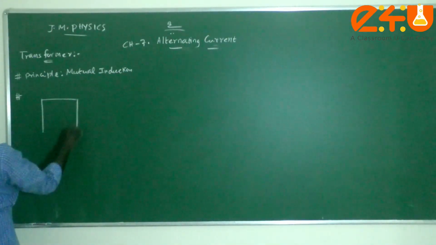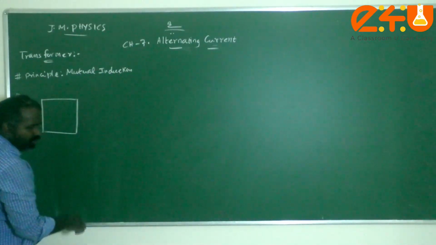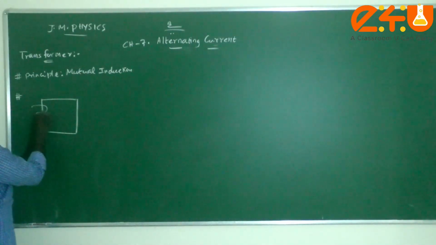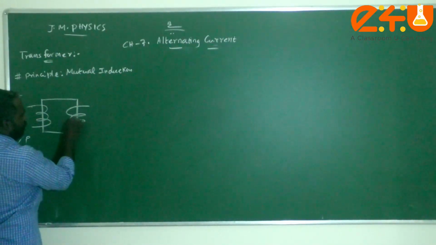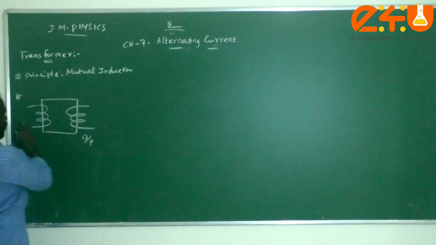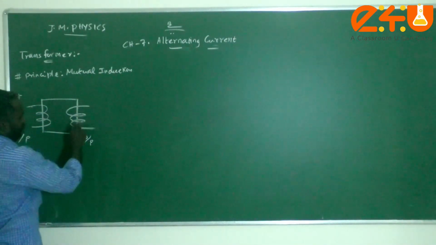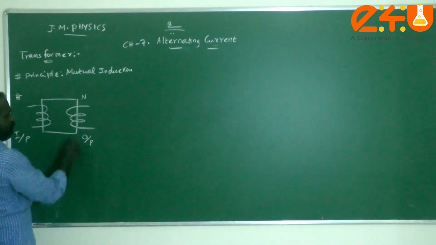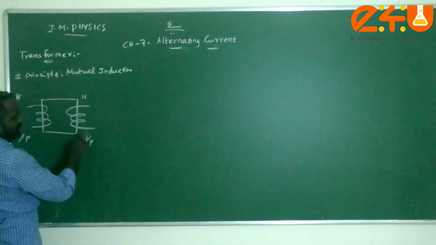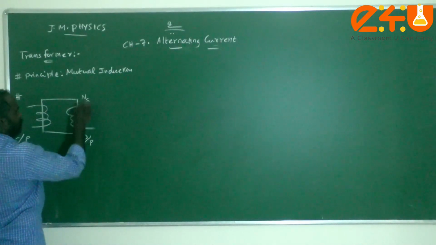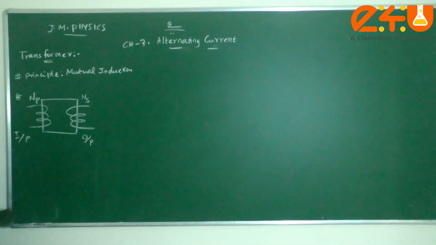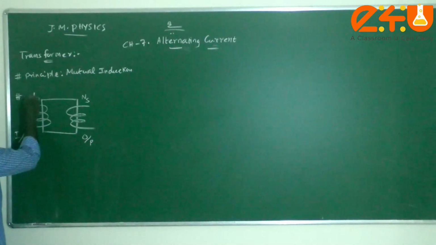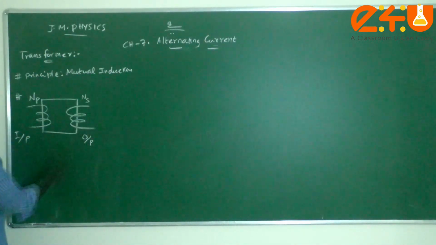We see that this is a soft iron core, which is called the core of the transformer, and there are two windings. One is on the input side and the other is on the output side. This output part is called the secondary winding, or secondary circuit, and the number of turns in it is NS. Similarly, this input part is called the primary, and the number of turns in it is NP. So NP is the number of turns in the primary, and NS is the number of turns in the secondary.